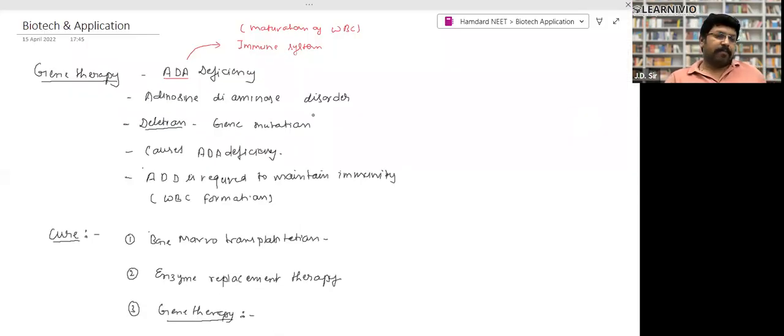Many times questions have been asked on gene therapy. So can anybody tell me what is gene therapy?